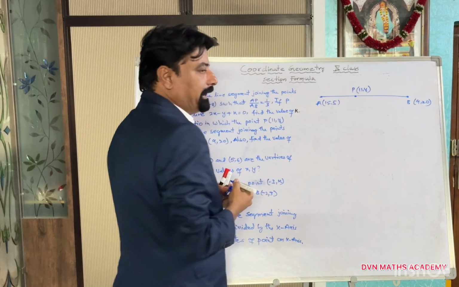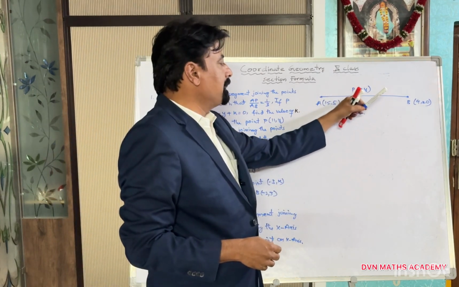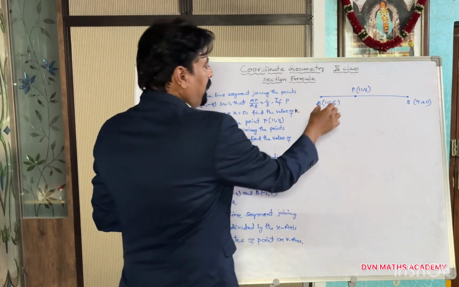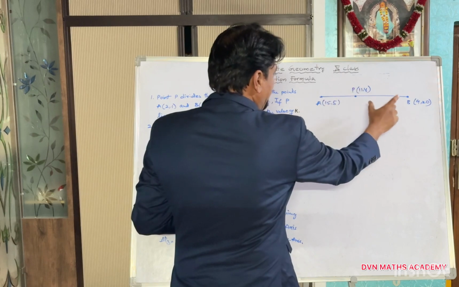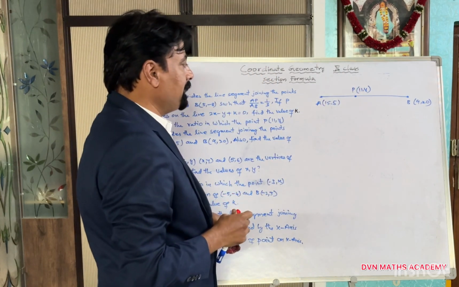Two things he is asking here: in what ratio P divides AB, and what is the value of y? These two questions you have to solve in this question. So this is also a very interesting question.